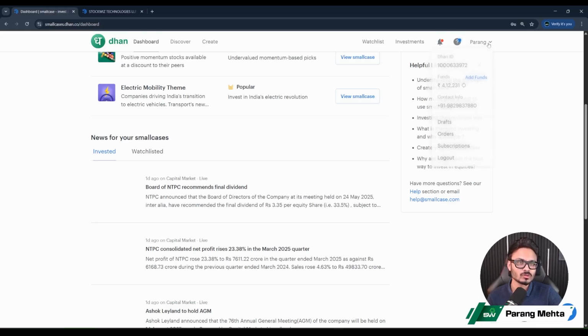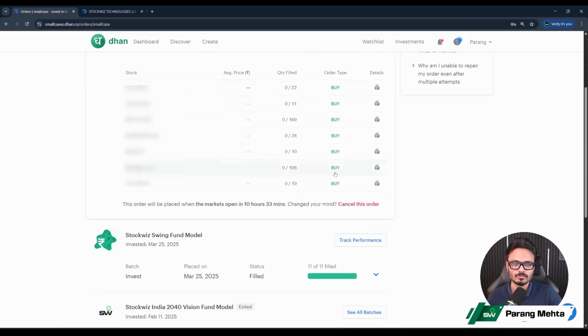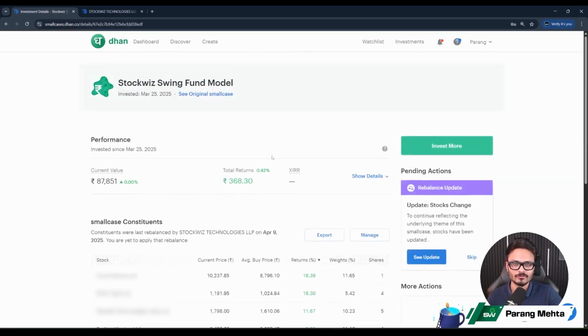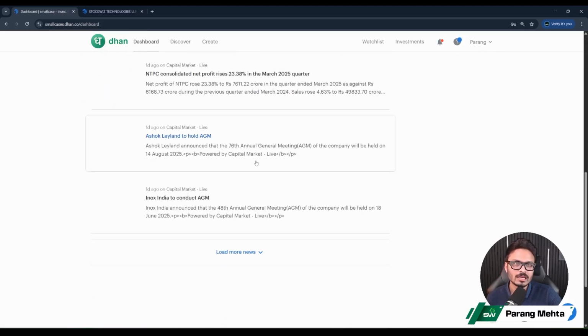So that is basically all that you need to do when it comes to smallcases. You can also go and see your funds or maybe other details, your orders, your subscriptions. So when you click on your order and you go over here, you can check this out. All those details, you can track performance, right? So all of that can be done right over here. Cool. So that is exactly how you invest in a smallcase.